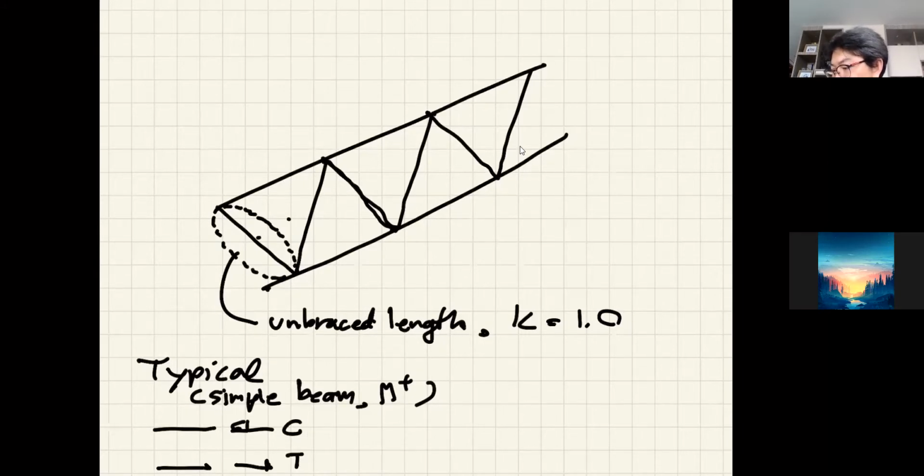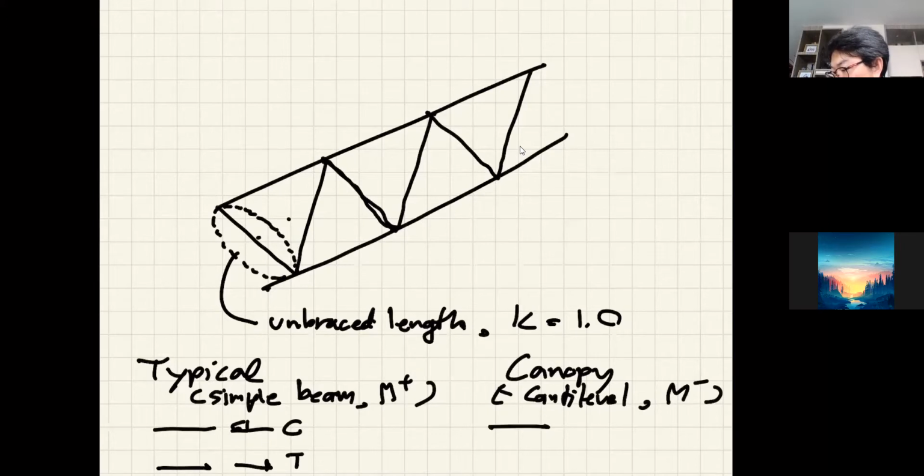When not typical, let's say our case of the canopy, because it's a cantilever, or sometimes it's part of the continuous beam, where you have the negative moment. This time your top chord will become tension and your bottom chord will become compression.